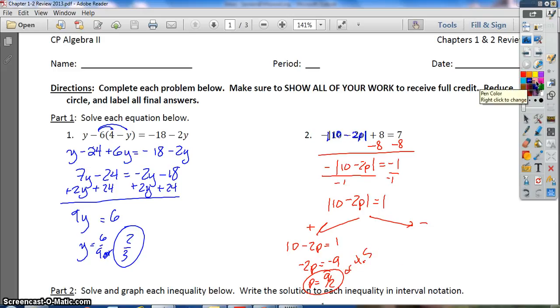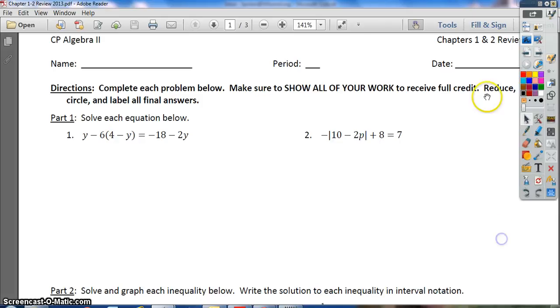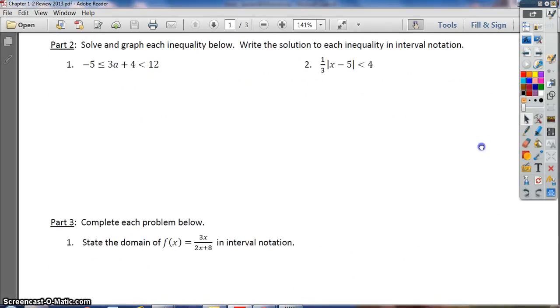Here comes my negative answer, which is going to be 10 minus 2p is equal to negative 1. So I'm going to subtract the 10 over, get negative 11, divide by negative 2, this is 11 over 2, or 5.5. There are your two solutions. So let's get moving here. Let's go through 1 and 2.